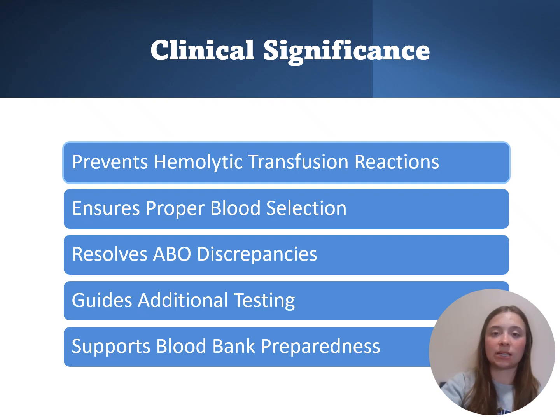Para-Bombay often presents with unexpected forward and reverse typing mismatches. Recognizing it prevents incorrect reporting of the blood type and delays in transfusion. Once the patient has been identified with Para-Bombay phenotype, the technologist will have a better understanding of the tests that are needed to be performed. These tests include anti-H lectin, secretor studies, and advanced serological methods.